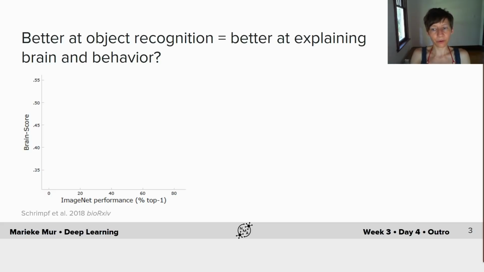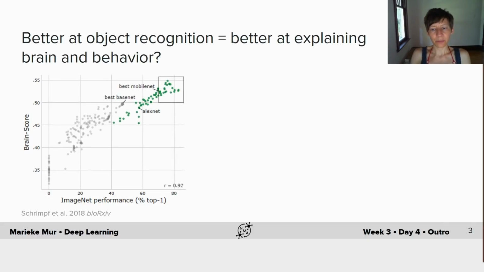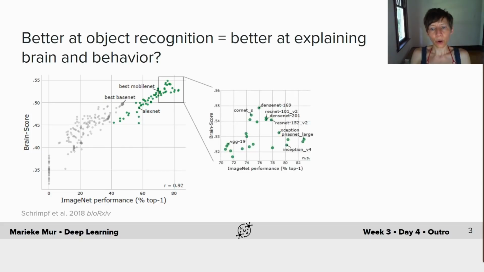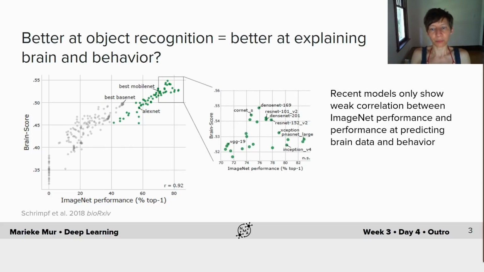Brain scores are based on neural recordings from non-human primates and behavioral data from humans. Each dot in the plot refers to a model. Gray dots are base nets, which are small AlexNet-like architectures captured at various stages of training. Green dots are commonly used deep neural network families, including AlexNet, VGG, and ResNet. As expected, overall, there is a strong positive correlation between ImageNet performance and brain score. However, recent models, shown in the top right corner, only show a weak correlation between ImageNet performance and performance at predicting brain data and behavior.